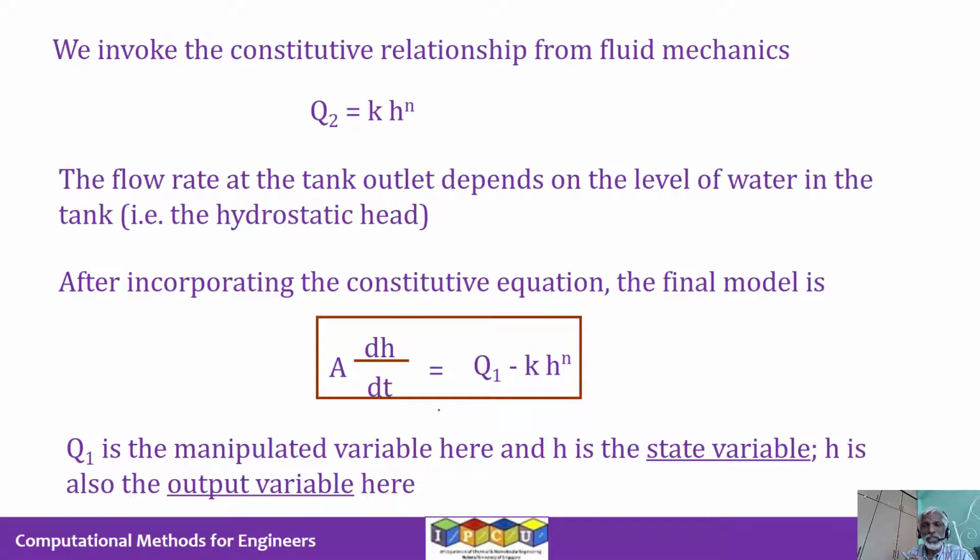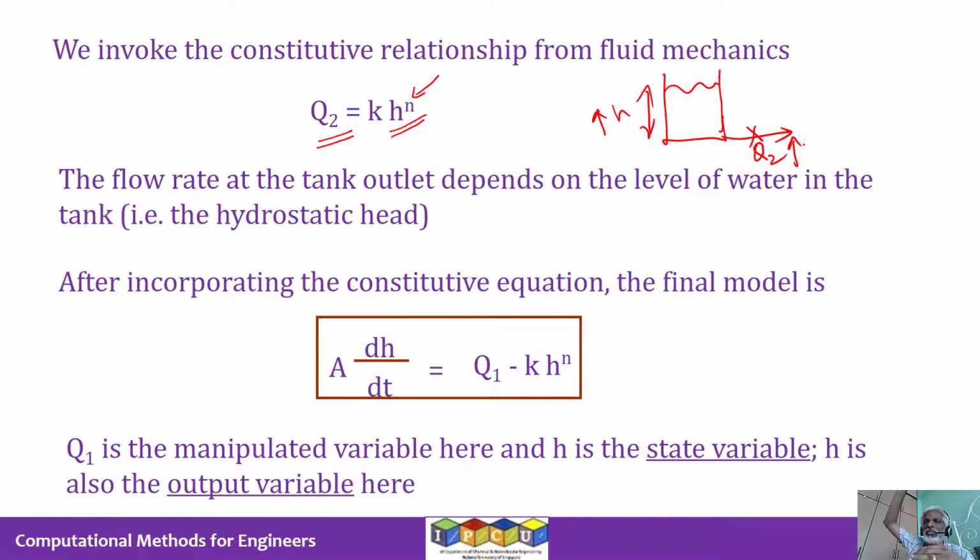Now, the constitutive relationship for this model comes from fluid mechanics, where people have noted that the outflow rate of the tank is proportional to the height of liquid in the tank to the power of n. And that value of n changes depending on whether the flow is laminar or turbulent, etc. So basically the idea is, if you have more water in the tank, if the height is more, the flow here will also be more, because of the hydrostatic head.